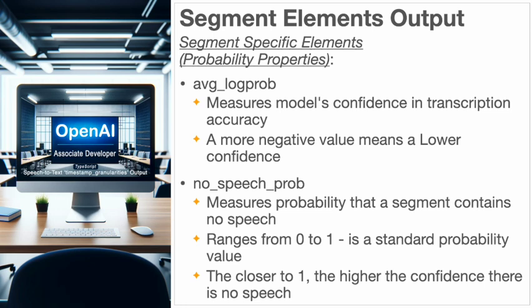Next, we look at the no speech prob parameter. The no speech prob stands for no speech probability, and it measures the probability that a segment contains no speech. The value ranges from 0 to 1. Note that this is not a logarithmic probability, but a standard probability value. Therefore, a value close to 0 indicates high confidence that there is speech in the segment, while a value close to 1 indicates high confidence that the segment contains no speech.